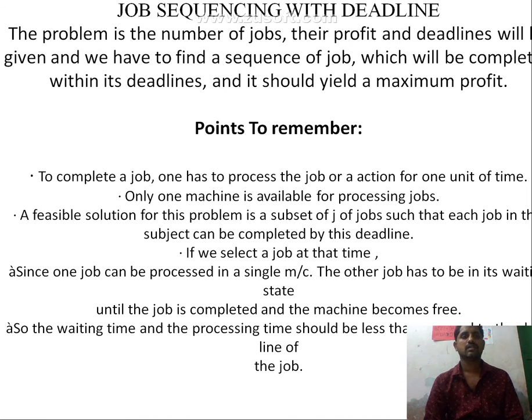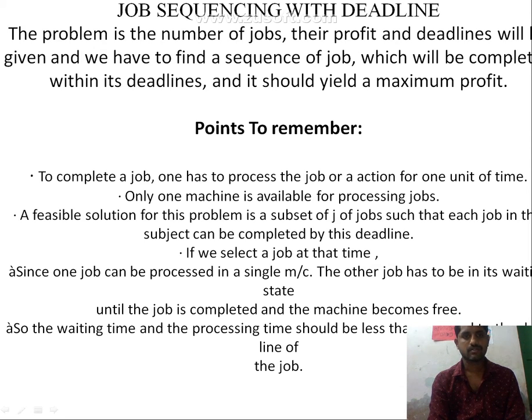Next, that is job sequencing with deadlines. The problem is the number of jobs, their profit and deadlines will be given, and we have to find a sequence of jobs which will be completed within its deadlines and it should yield a maximum profit. So we have to calculate the different sequences of jobs.